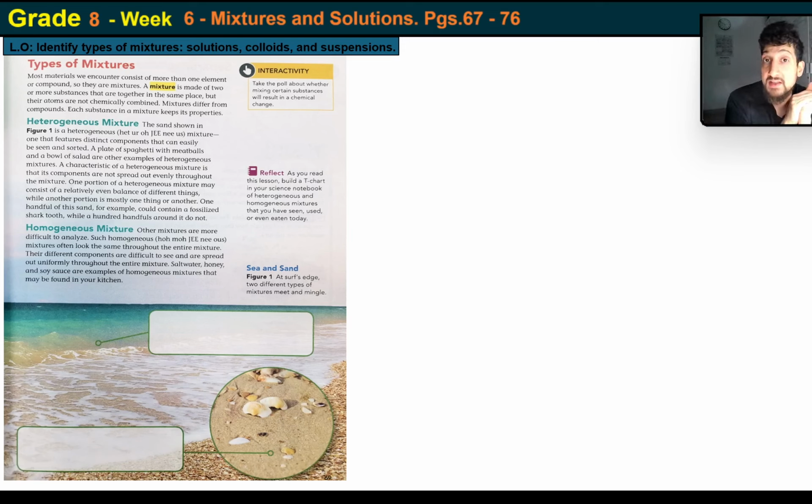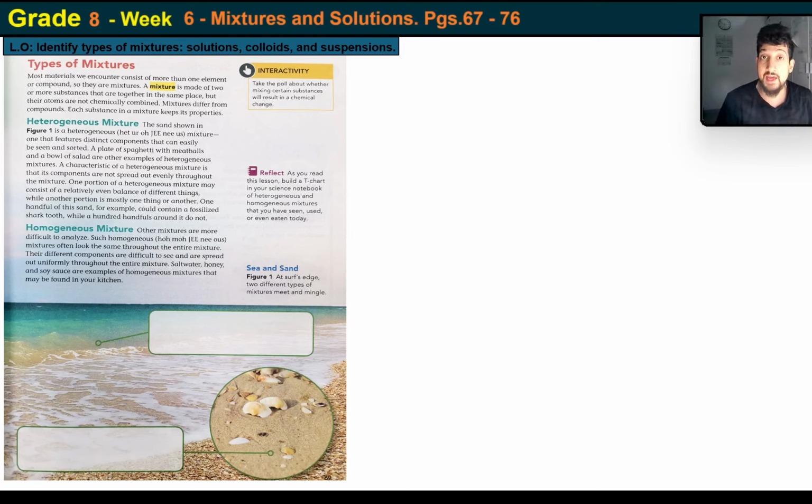Mixtures can either be homogeneous or heterogeneous. And what is the difference between them? Well, in short, homogeneous is one color, one blend, uniform throughout. The word homo means same, homogeneous means same throughout. So things like milk, for example. Milk, the same throughout. That is homogeneous.